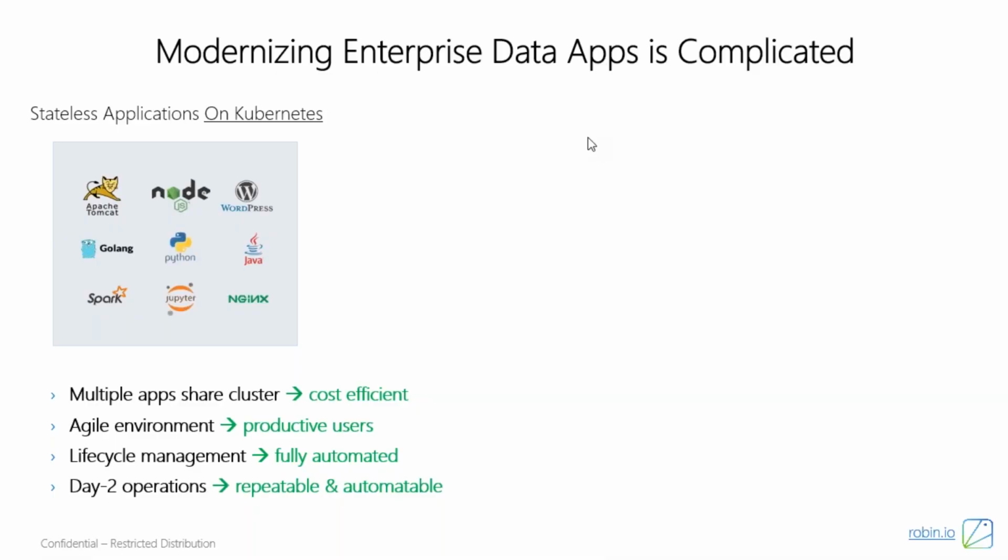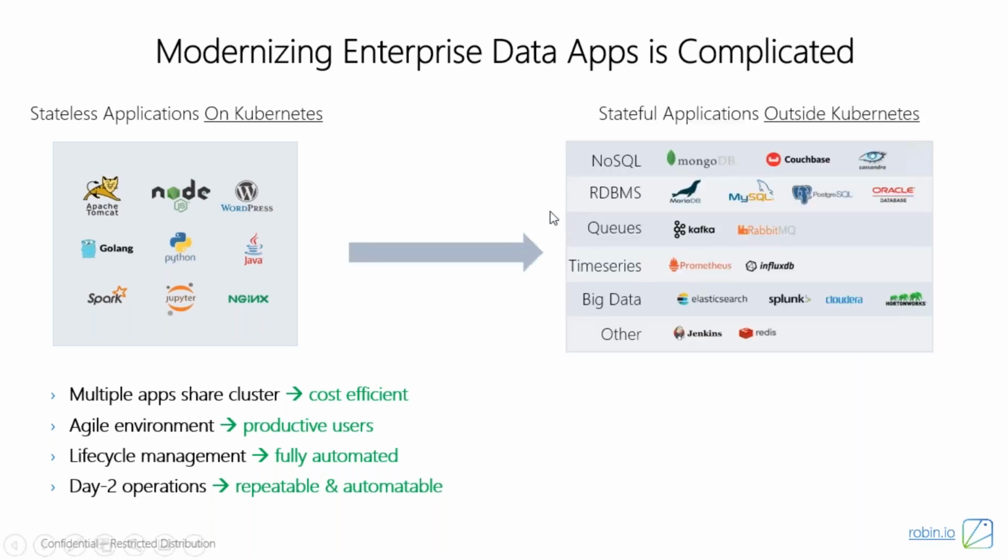We are starting from the stateless side, where we know the benefits Kubernetes brings to stateless applications, where it can be cost efficient by sharing the cluster for multiple apps. You can be productive in the context of DevOps for an agile environment. You can go to full automation for the life cycle of the application itself, and repeatable and automatable for day two operations. And then you have, on the other side, the stateful applications, which typically live outside of Kubernetes. So it doesn't matter what type of apps you have, you connect your stateless to your stateful, and they reside in a different place.